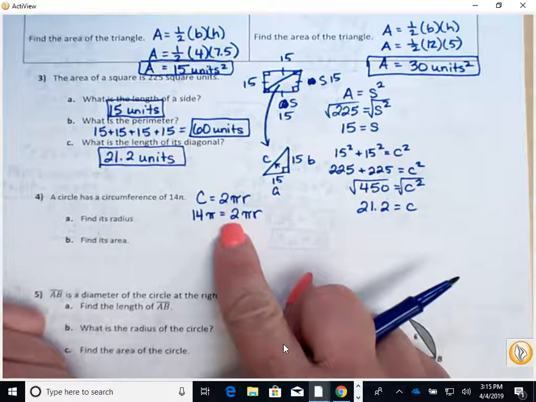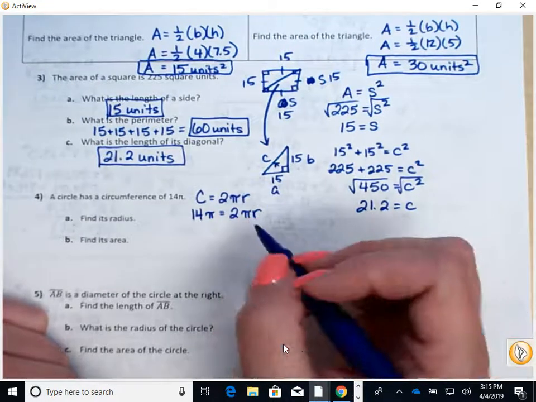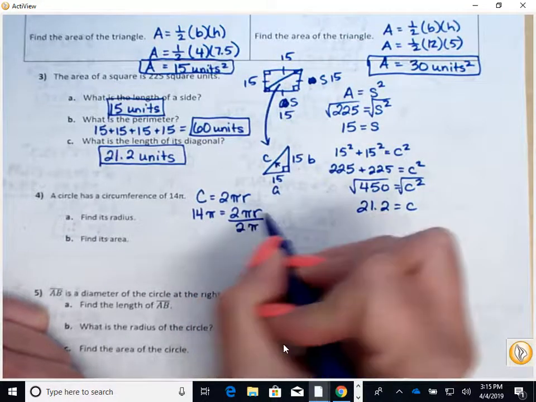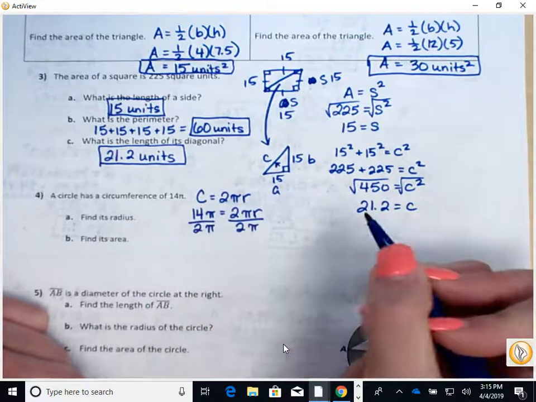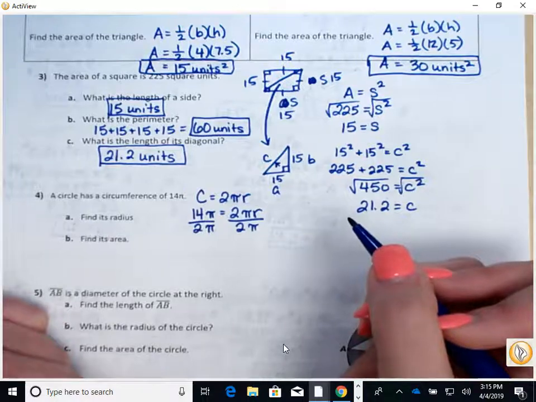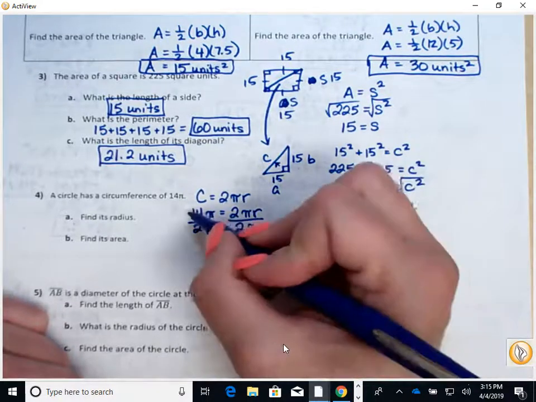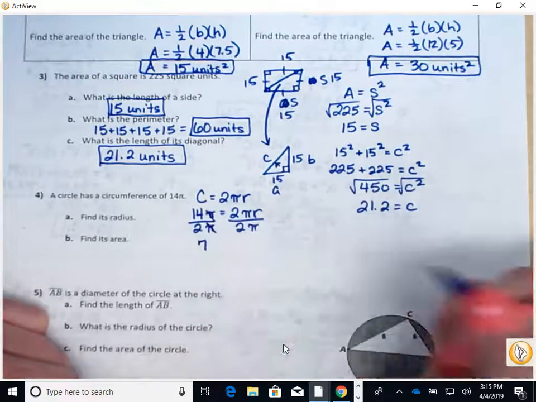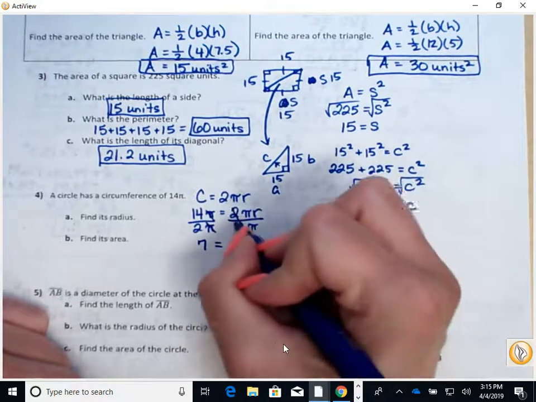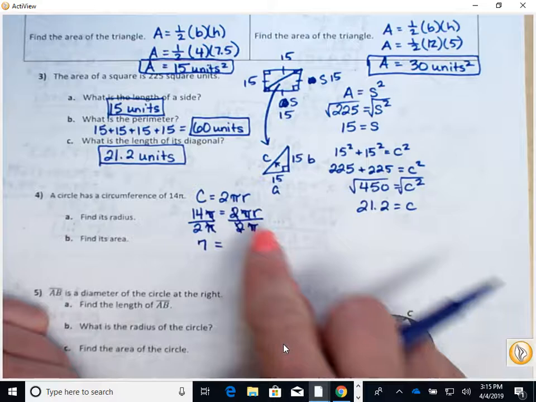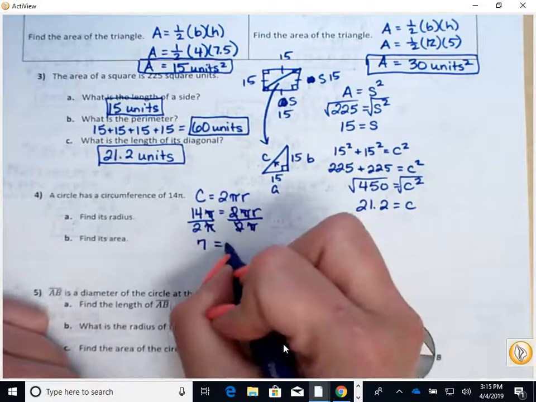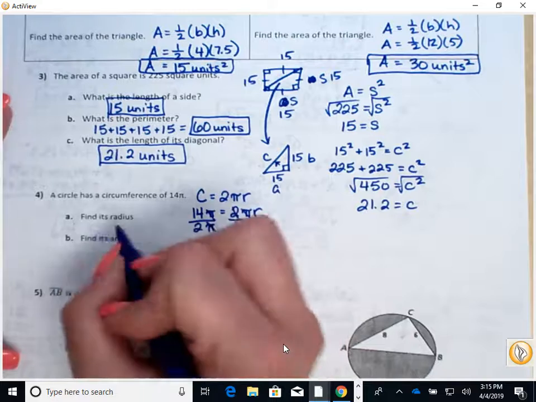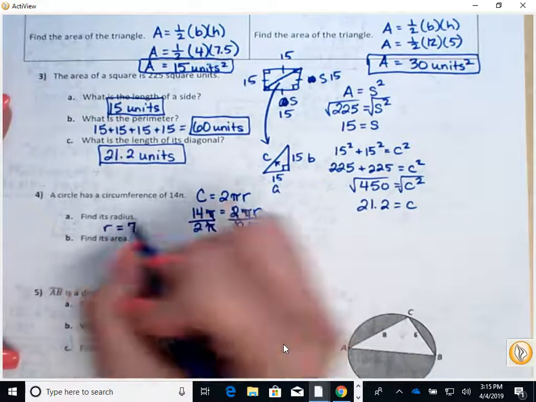So since this is 2 times pi times r, the inverse of multiplication is division. So I'm going to divide both sides by 2 pi. And what I do is 14 divided by 2 gives me 7. Pi divided by pi cancel each other out. And my 2's and my pi's cancel each other over here, so I'm just left with my r. So now I've got my r by itself, and it's just r equals 7. So the radius is 7 units.